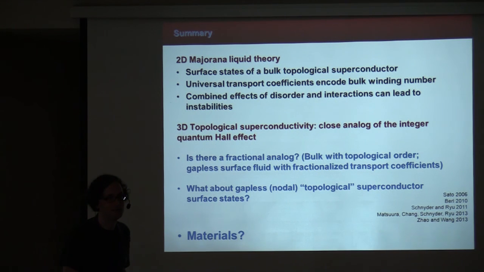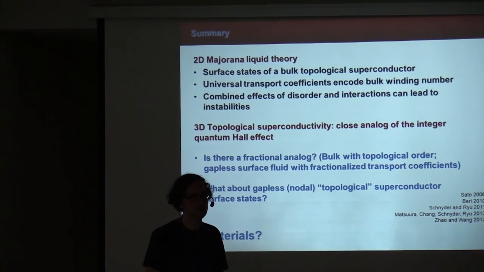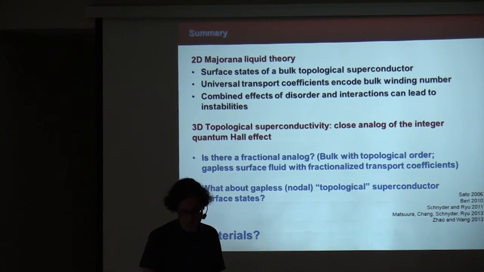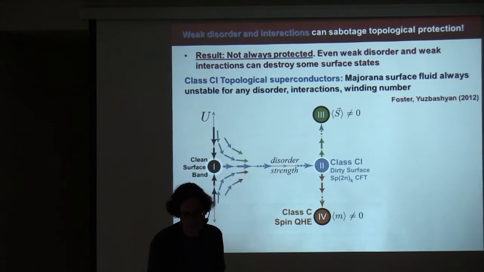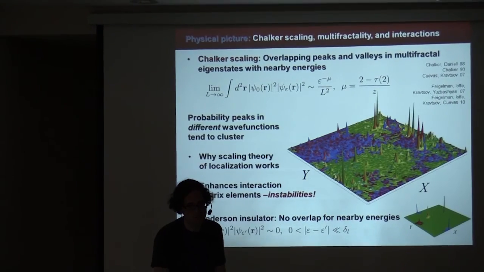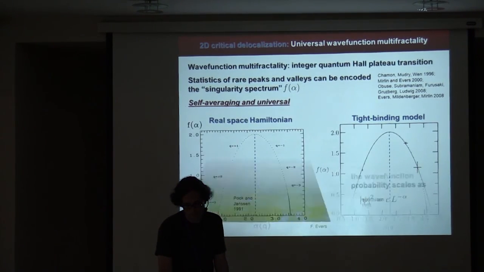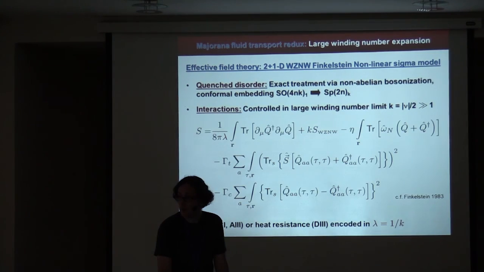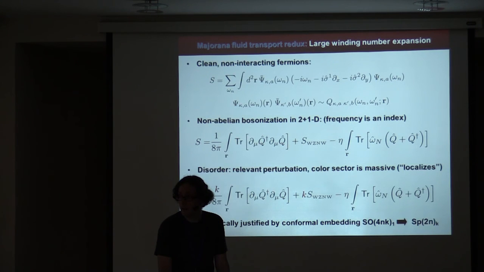Yes. The thermal conductivity? The thermal current operator looks like the component of the stress tensor for a Dirac fermion. So it has a Pauli matrix and a derivative. Yeah, so that I don't know.